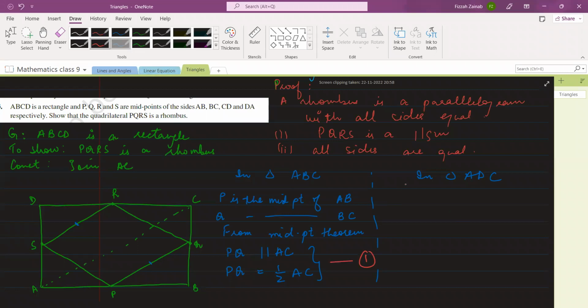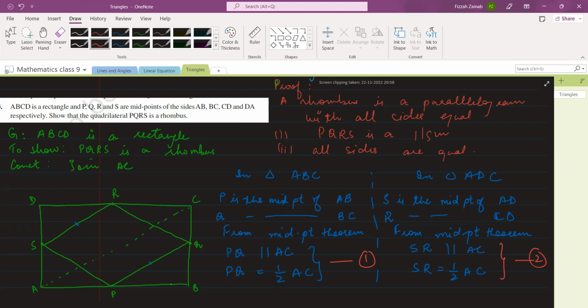Similarly here, you will say that S is the midpoint of AD. So R is the midpoint of CD. So again, we can say SR is parallel to AC and SR is half of AC. So this is also from midpoint theorem. So this much part is similar as previous question. So at least I have got one side.